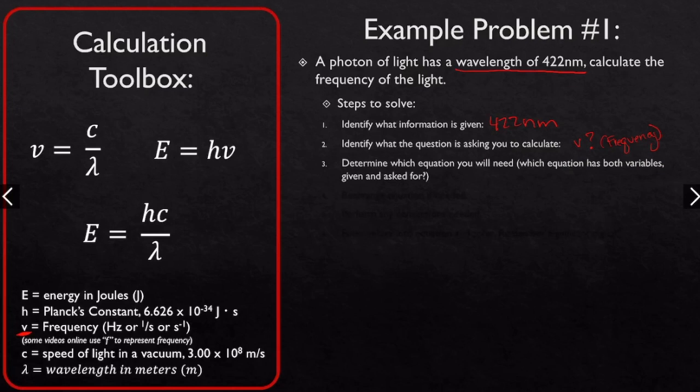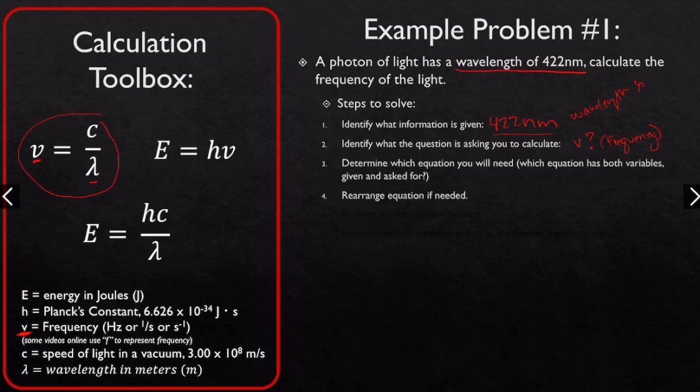All right. Step 3 says determine which equation you're going to need. And so remember, I'm looking for an equation that has both what I'm being given, which is wavelength, and that's lambda, and frequency, which is v. So I'm looking for lambda and v in the same equation. If I look over here at these 3 equations in my toolbox, I'll notice that this equation right here has both frequency and wavelength in it. So that's going to be the equation I'm going to choose.